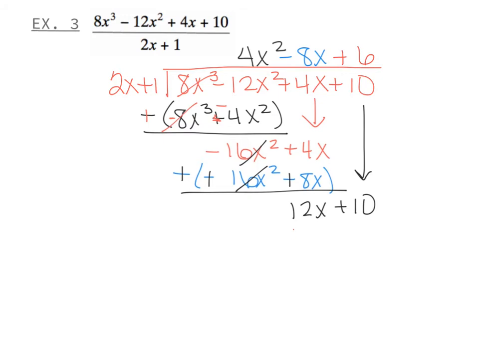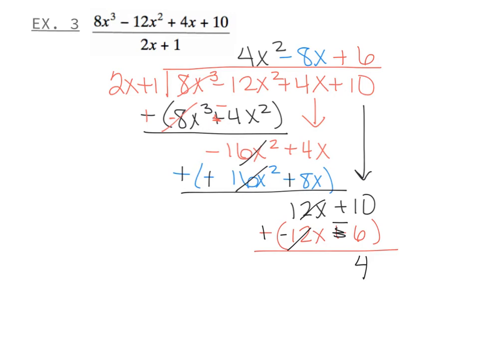So 6 times 2 gives me 12x. They should always be the same. And 6 times 1 should be plus 6. Put that in parentheses, subtract it. So I have 12x minus 12x, and I'm going to distribute that negative. So 12x minus 12x cancels, and now I have 10 minus 6. That is not 0, but we can have remainders. That would be a 4.